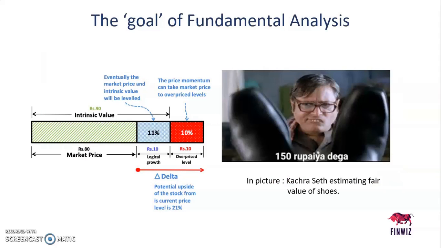So, what is the goal of fundamental analysis? The essential goal of fundamental analysis is to study the books of the company and finally give the company a price value, an intrinsic value that you think the company is worth, right? So that value usually consists of a market price and also takes into consideration a logical growth that the company can make in the coming future. Often this intrinsic value also gets a premium from the market, which is usually reflected in the stock price at which the company lists. The price momentum can take it to overpriced levels very easily.